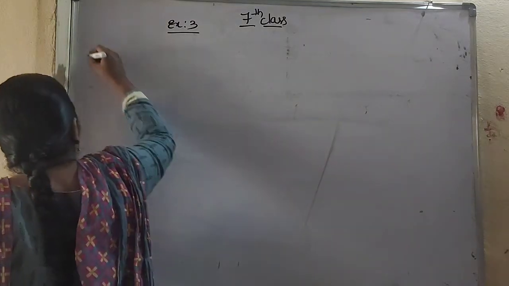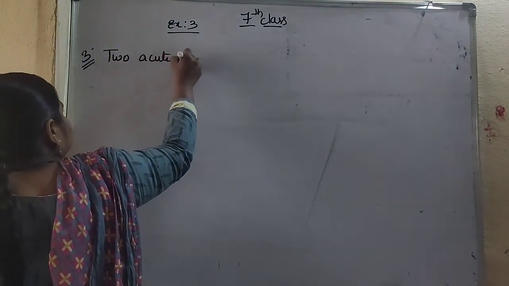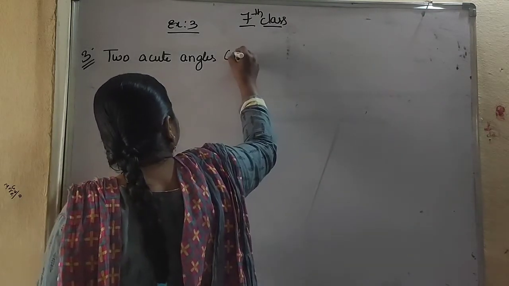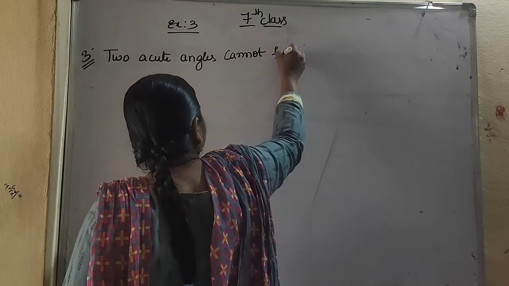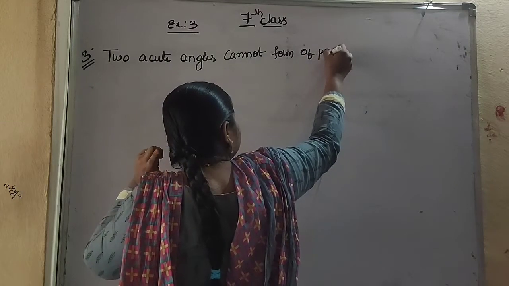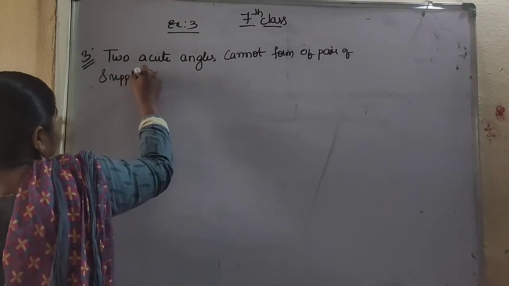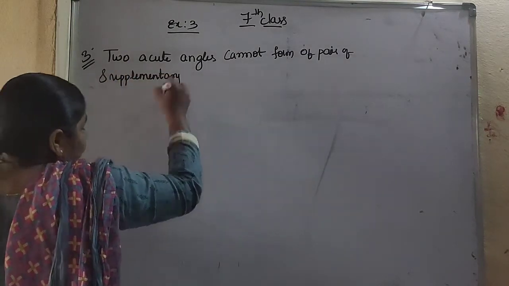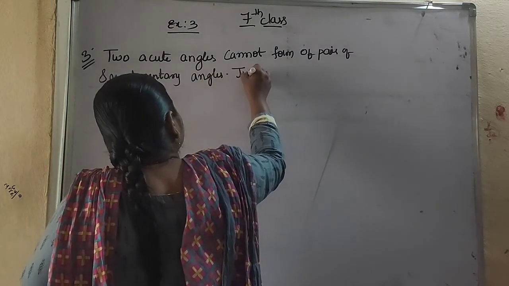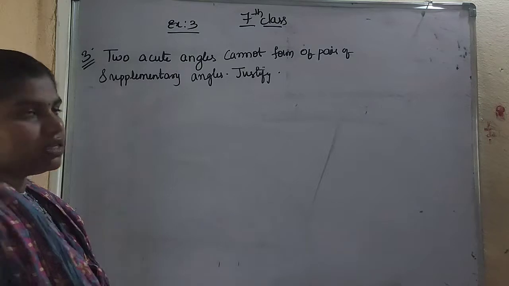So two acute angles, third question. Two acute angles cannot form a pair of supplementary angles. Justify. So we have to find why they will not form supplementary angles.